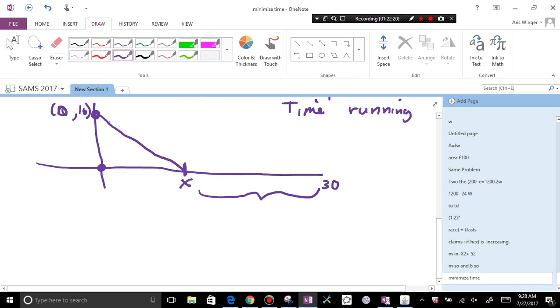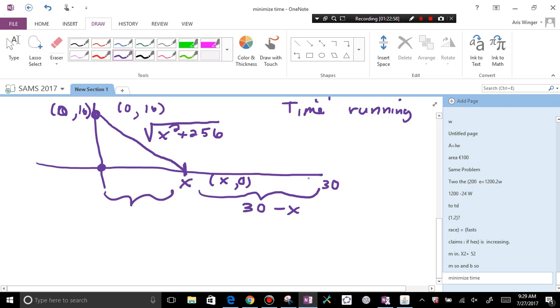What's the distance here? Right, so I have 0, 16, and what's this point here? X, 0 for sure. Okay. Square root of x squared, absolutely, plus 16 squared. For sure. This distance here? 30 minus x for sure. This distance is x. The whole distance is 30. The remaining distance is 30 minus x.